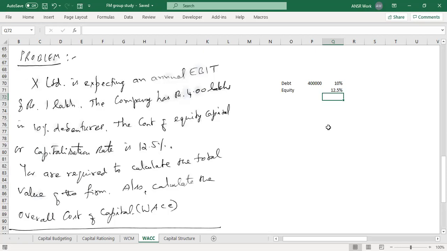Others, can somebody tell me how we can calculate equity value from here? There is one additional piece of information given. What is that information? EBIT is how much? 1 lakh. Yes, 1 lakh. Now here is a hint for you: something related to EBIT. How can we calculate the value of equity?